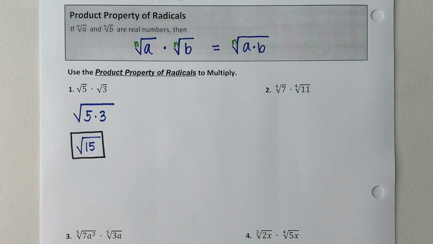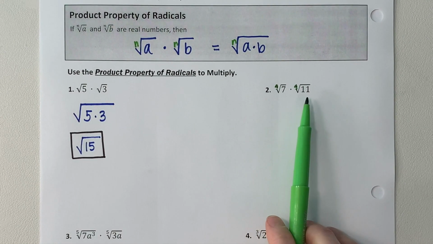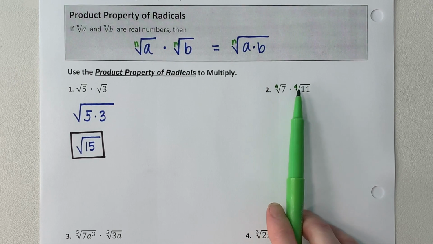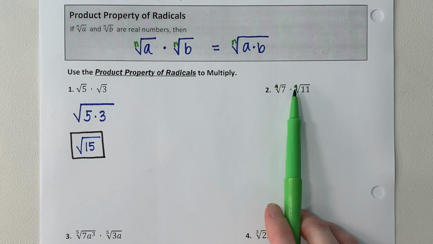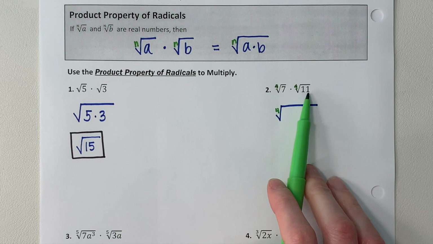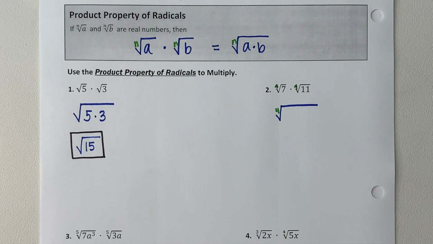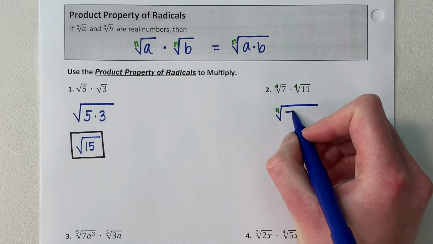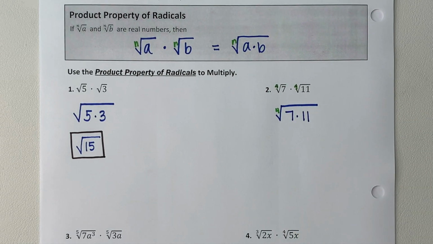Let's look at another example. Since we're multiplying two radicals that both have the same index, which is 4 in this case, the product property of radicals says we can multiply these two quantities underneath one radical symbol, which would give us the fourth root of 7 times 11. And if we simplify that, 7 times 11 will give us the fourth root of 77.